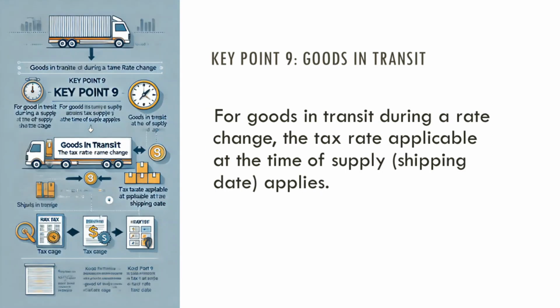Question 9. How should businesses handle goods in transit during a rate change? Let's say goods are shipped on March 30th at an 18% tax rate, but they are received by the customer on April 3rd after the rate changes to 28%. Answer. The tax rate applicable at the time of supply, the shipping date, will apply. Therefore, the 18% rate will be used.